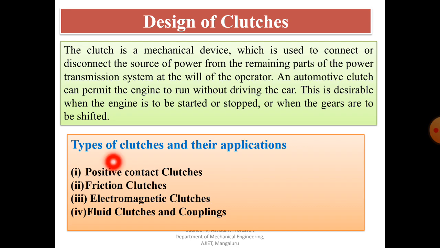Now coming to the second important type of clutch, that is friction clutches. As the name implies, this works on the principle of friction. There are different types of clutches based on this principle. Mainly we have single plate clutch or multi-plate clutch, and similarly cone clutch and centrifugal clutch. Here the power transmission is always by means of friction between the contacting surfaces.